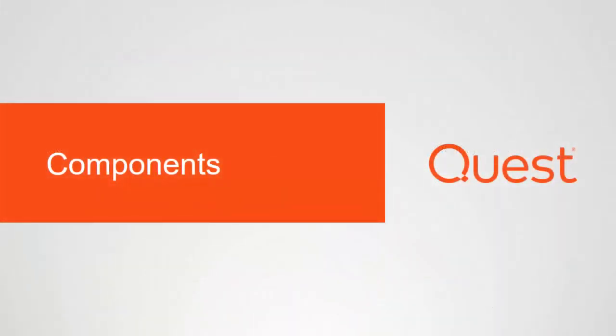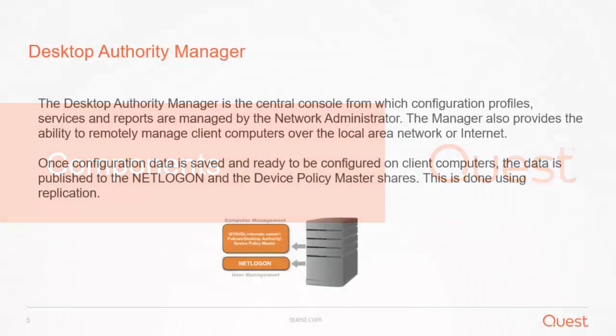Now we will cover all the components of Desktop Authority. The Desktop Authority Manager is the central console from which configuration profiles, services, and reports are managed by the network administrator. The manager also provides the ability to remotely manage client computers over the local area network or internet.